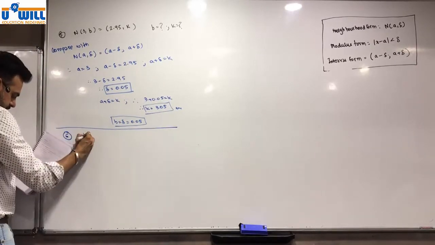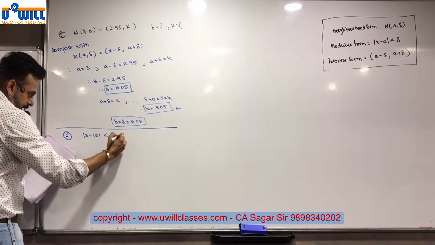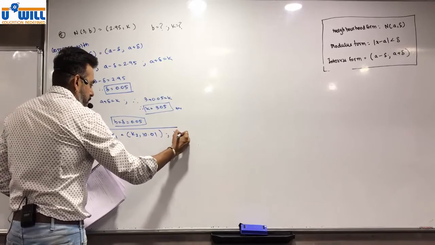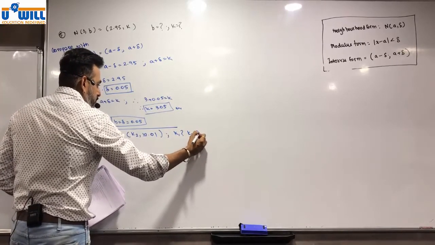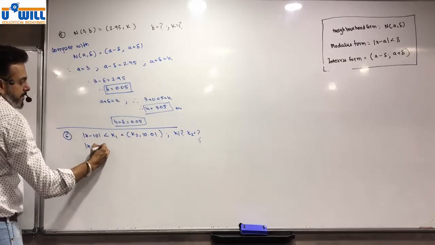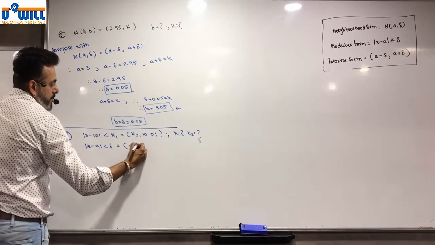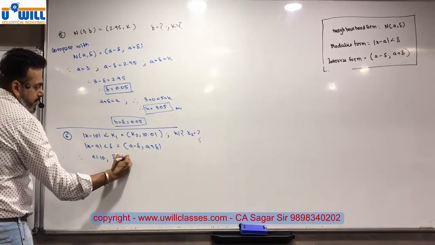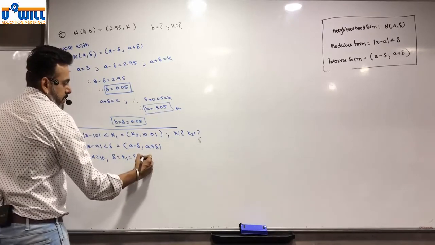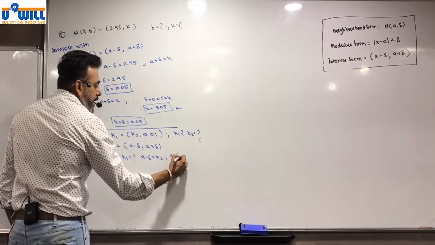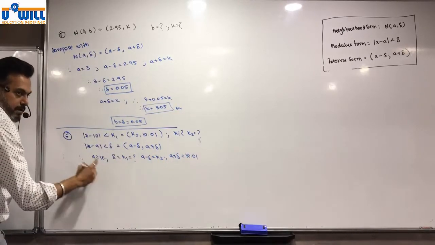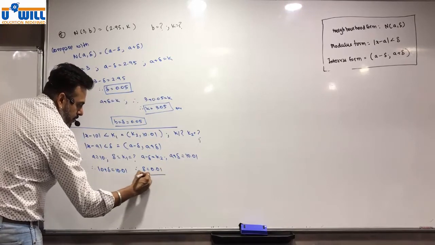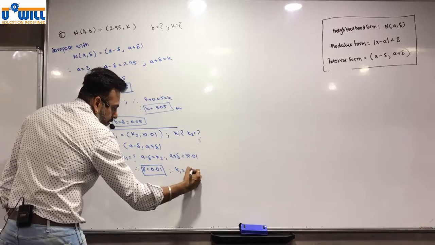Sixth sum. If modulus x minus 10 less than k1 is equal to N of k2 comma 10.01, we have to find k1 and we have to find k2. Now we compare it with modulus x minus a less than delta, which is equal to a minus delta, a plus delta. Therefore, a is equal to 10, delta is equal to k1 which is missing, a minus delta is equal to k2, and a plus delta is equal to 10.01. Now we have found a. Therefore 10 plus delta is equal to 10.01. Therefore delta is equal to 0.01. Therefore k1 is equal to 0.01.